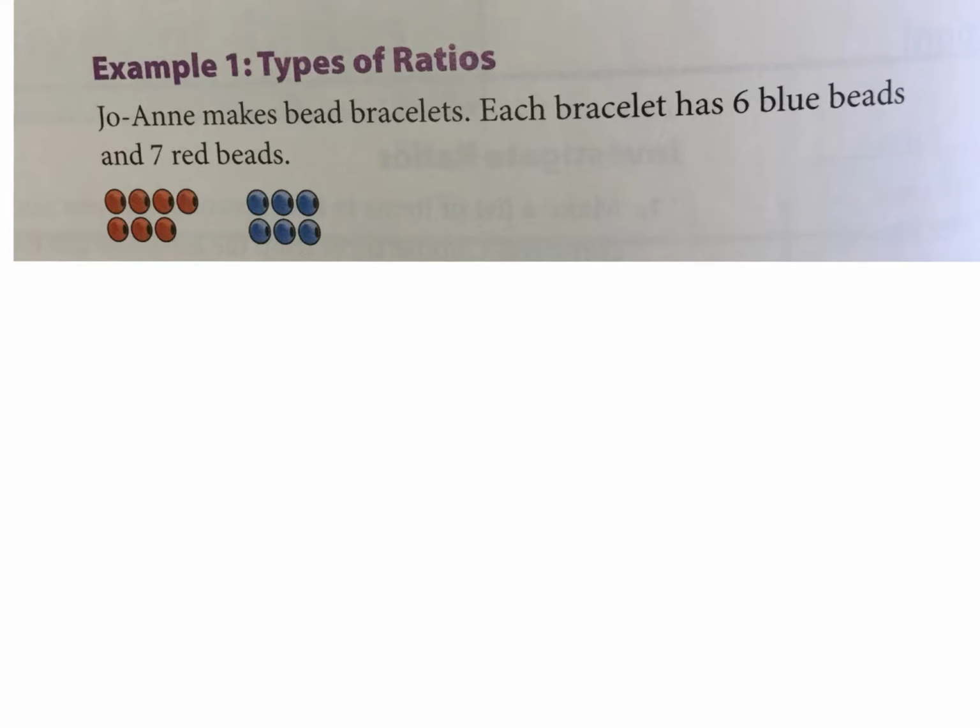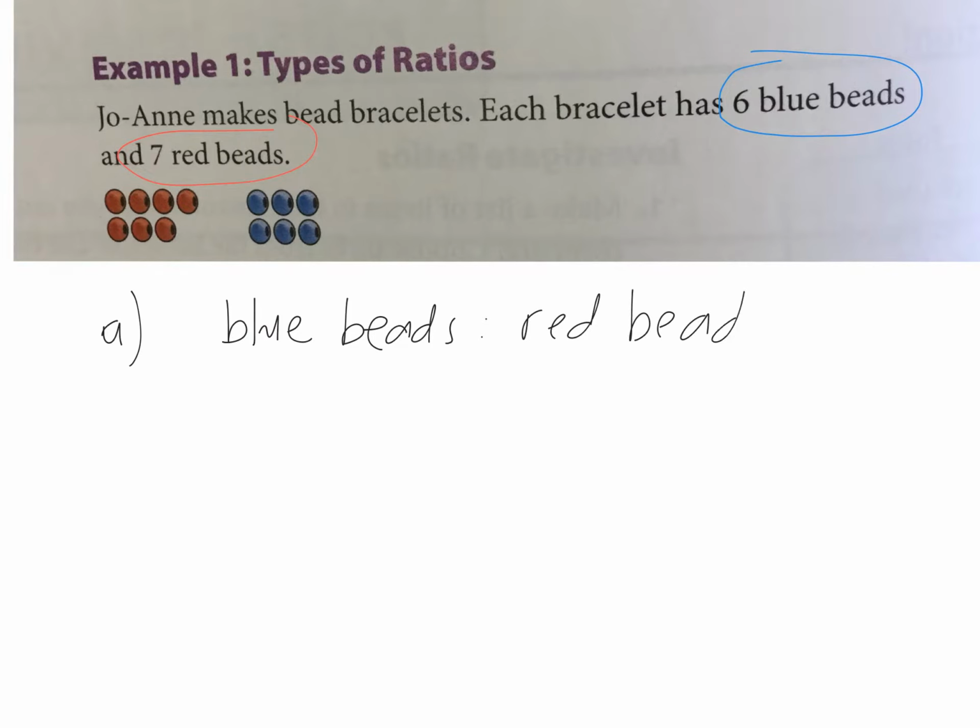Example 1 says that Joanne makes bead bracelets. Each bracelet has 6 blue beads and 7 red beads. So if I ask you, question A, what is the part-to-part ratio? What is the ratio of, let's start with blue beads to red beads? How would we write the ratio of that? There's the ratio of 6 to 7.